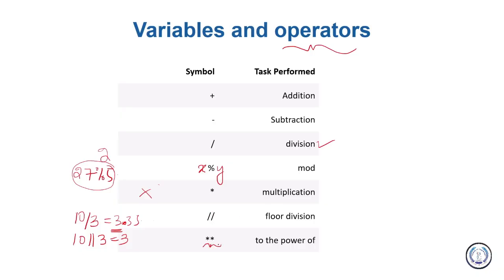This double star is used to compute the power. For example, if you want to compute 2 to the power 4, you write 2 double star 4. That means 2 raised to the power 4. In mathematics, we write this as following. And the result will be 16. You can save that result in another variable, or you can just print it, or you can write that in a file or whatever.